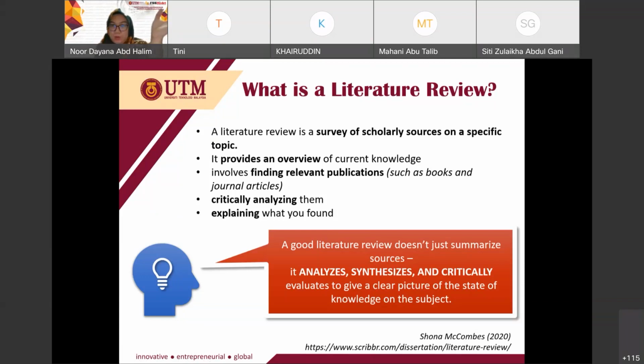and put it in chapter 2. A good literature review does not just summarize sources, it analyzes, synthesizes, and critically evaluates to give a clear picture of the state of knowledge on the subject. So what knowledge on the subject? It's all about your thesis. If you study critical thinking, you will analyze, synthesize, and critically explain about critical thinking. So it depends on the variable that you are studying.